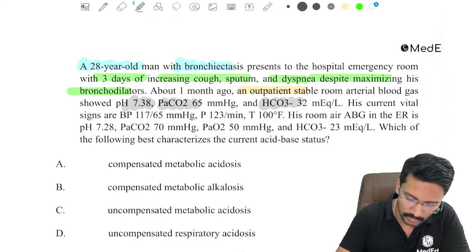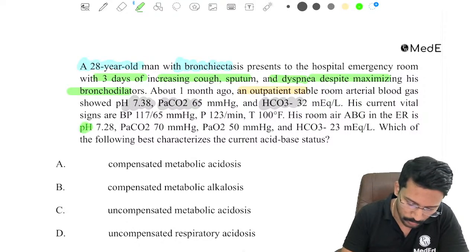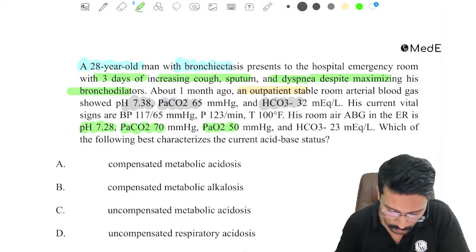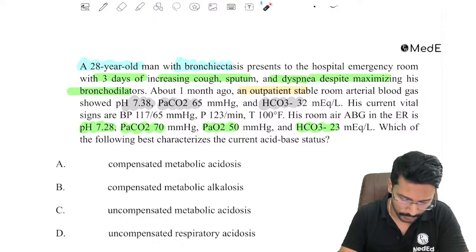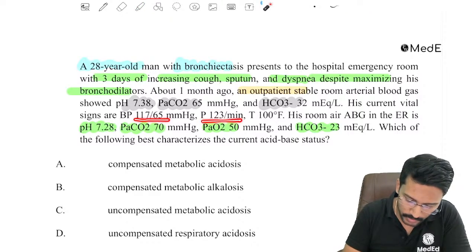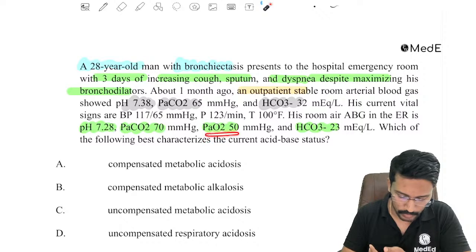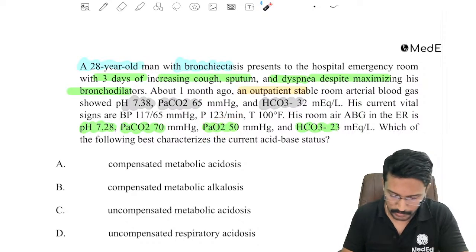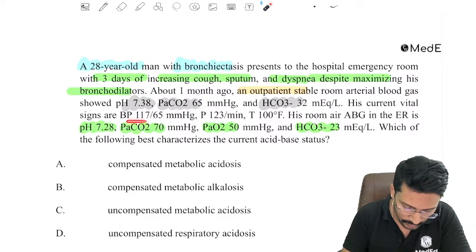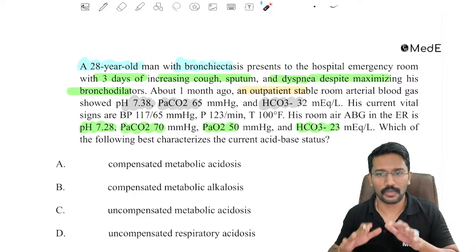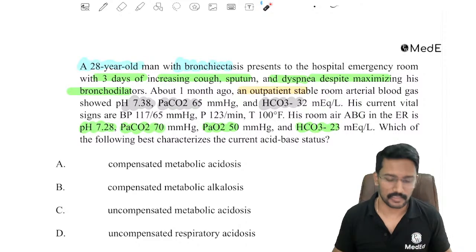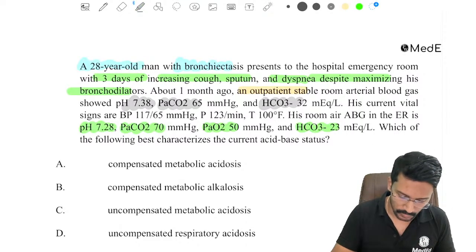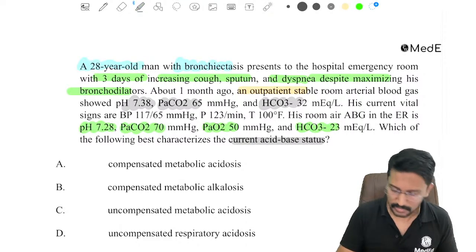Now, ABG done at this point of time shows a pH of 7.28, PaCO2 of 70 and partial pressure of oxygen in the blood being 50 and bicarb is now 23. Okay. His vitals seem fair enough, right? Because he is having some degree of hypoxia, he is tachycardic, his respiratory rate may also be on the higher side. BP seems fair, so he is not destabilized as of now. Which of the following best characterizes current acid-base status? So the first question here is, describe the current acid-base status.